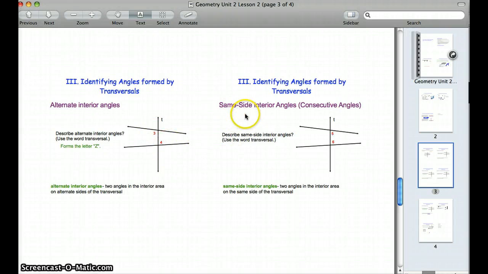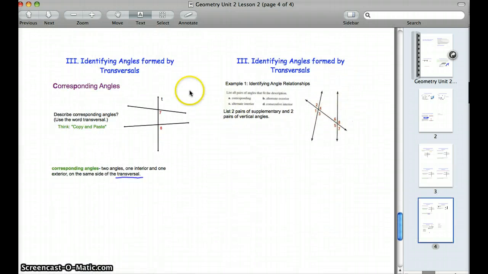Now, over here, we are talking about same side interior angles or consecutive angles. Now, this word consecutive, write this down. The word consecutive means one after the other. So 5 and 6 are one after the other. Now remember, are they on inside or are they on the outside? They're on the inside, and they're on the same side. They're not opposite, they're on the same side. So 5 and 6 are called same side interior angles or consecutive angles.